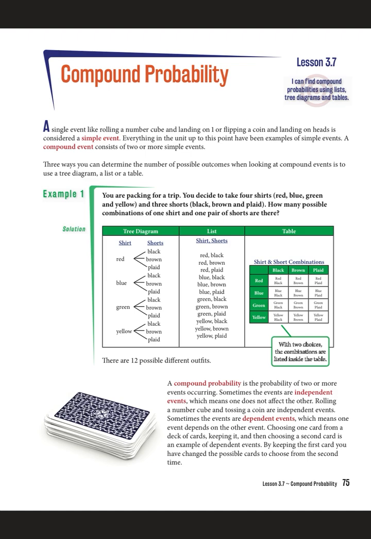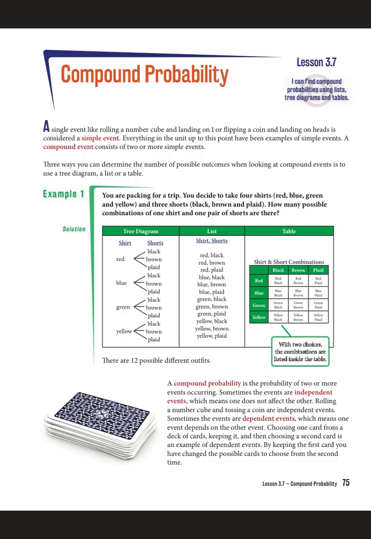All right, here we go at the top. Again, just reading through this, and then we'll definitely dive into it when we get into the tiered part of the worksheet. A single event like rolling a number cube and landing on 1, or flipping a coin and landing on heads, is considered a simple event. Everything in the unit up to this point has been examples of simple events. A compound event consists of 2 or more simple events lumped together.